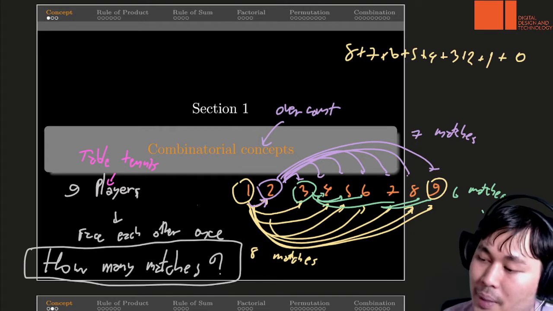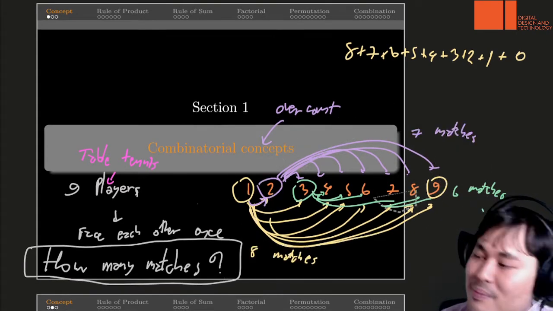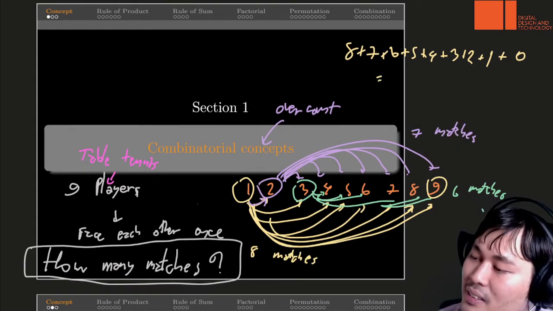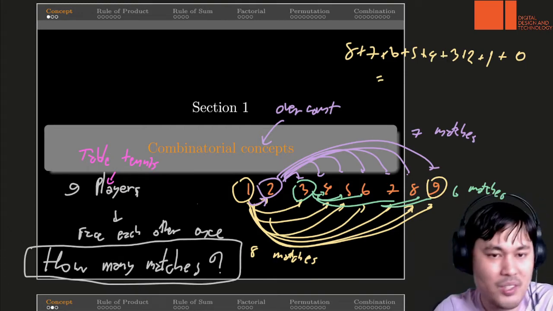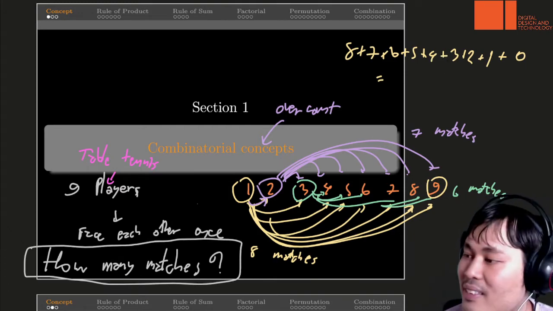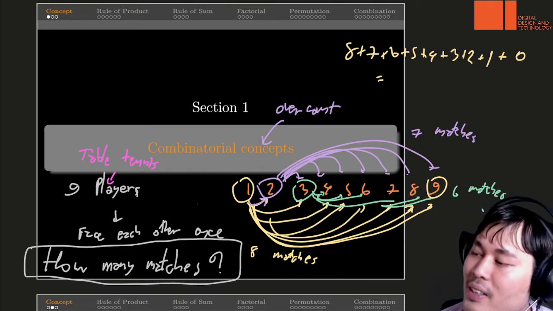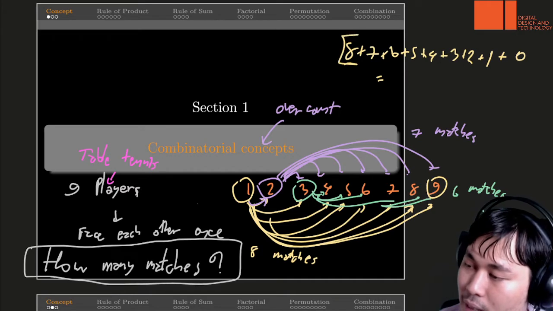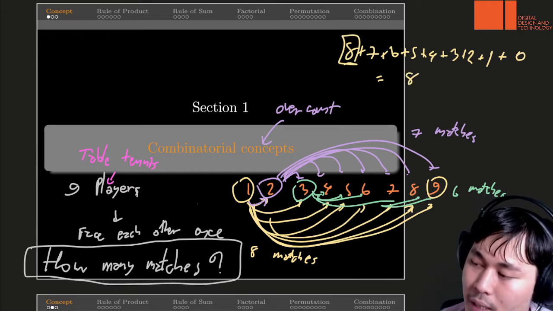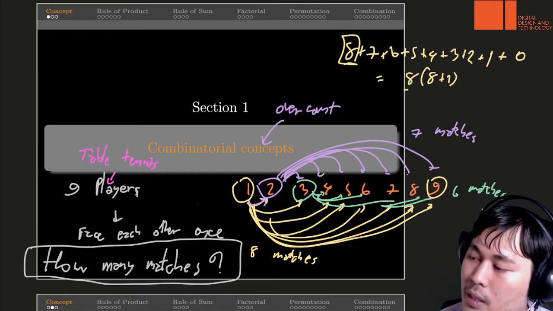Based on this naive counting method, we can just sum all these numbers, which you may or may not have the formula for. Suppose you know that if you sum all the numbers from 1 to n, in this case n is 8, then the result is n times n plus 1 divided by 2.